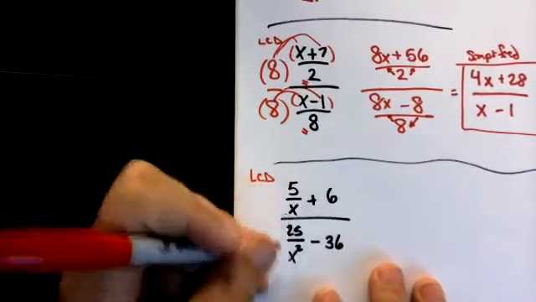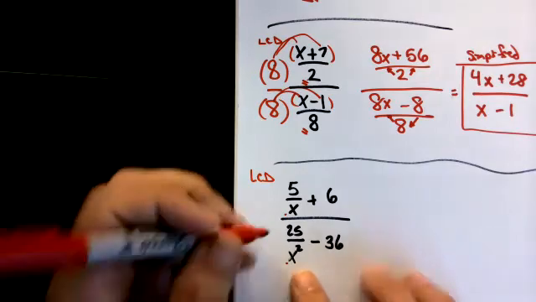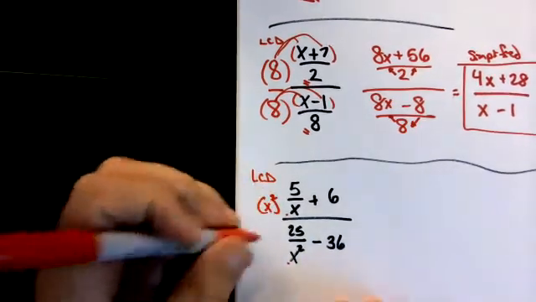So if we look at our denominators, just focus on the bottoms here. We have x, and we have x to the second power, or x squared. Okay, again, looking at what they go into, x can go into x squared, not the other way around. X times x is x squared. So anyway, we can multiply by an x squared.